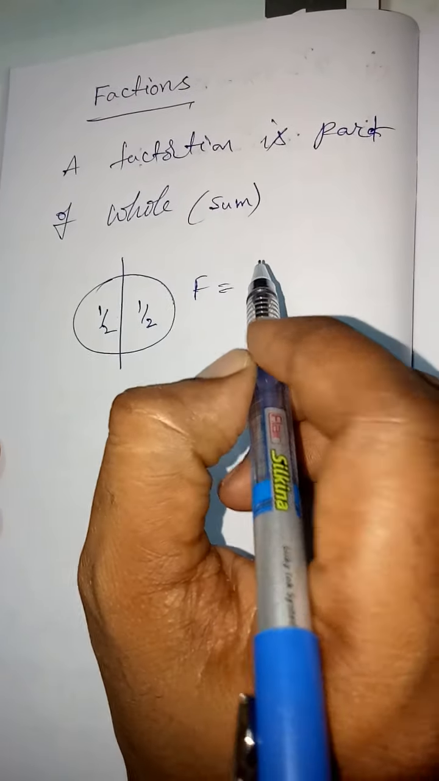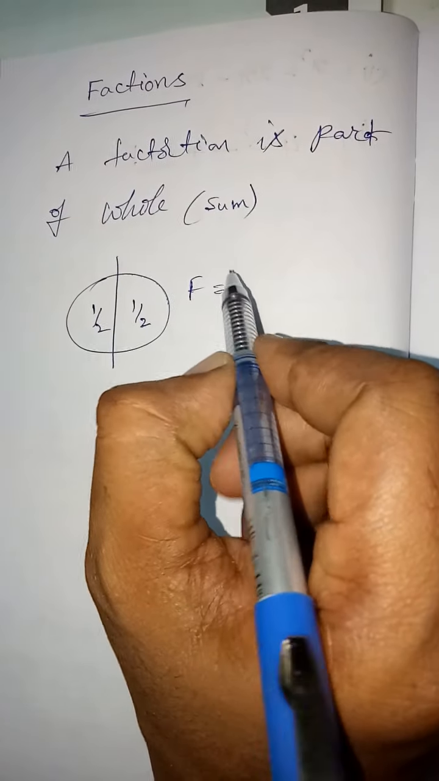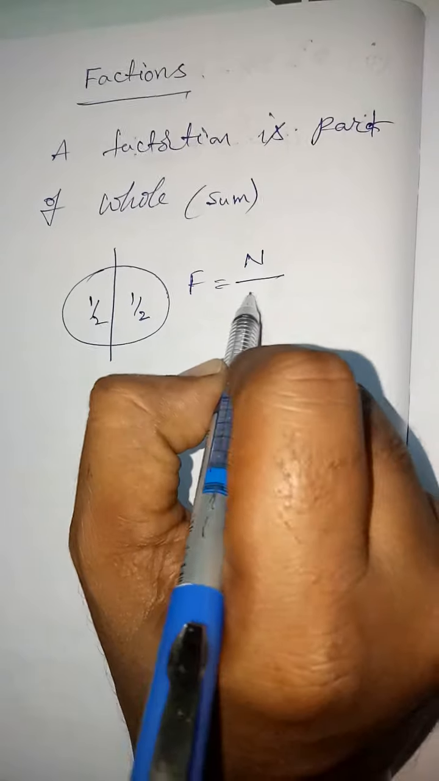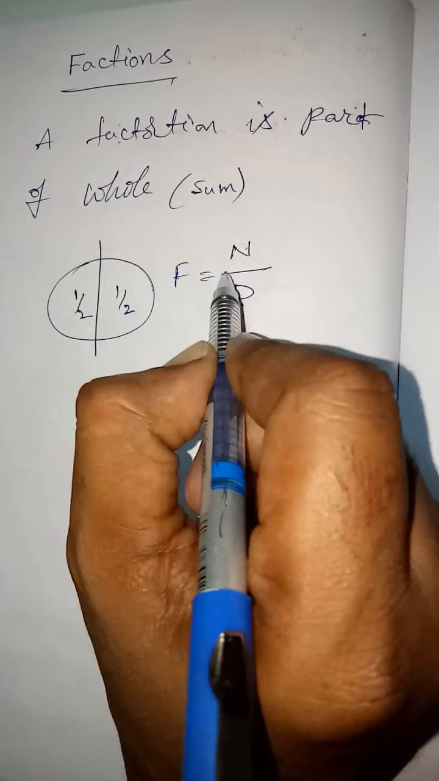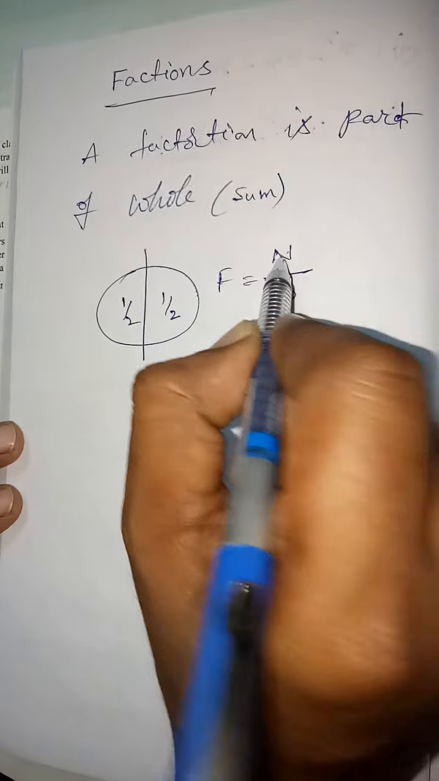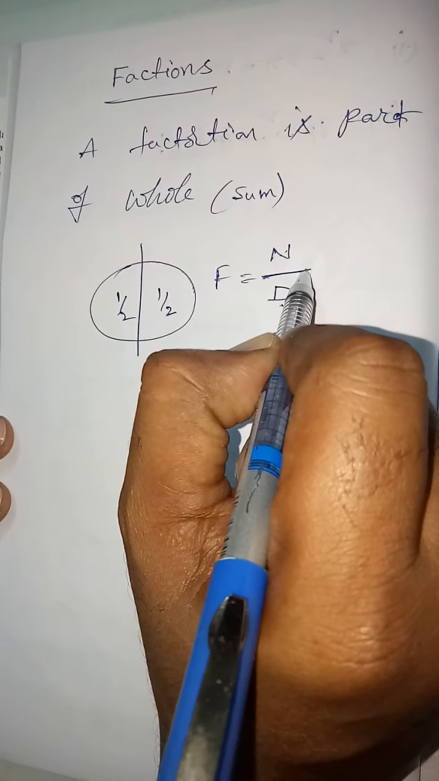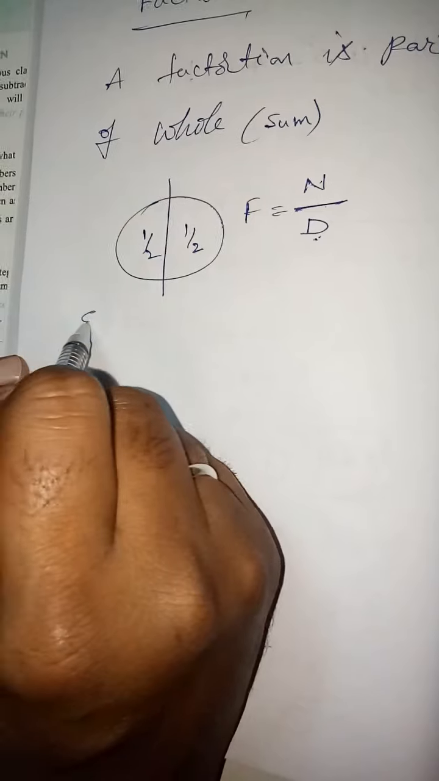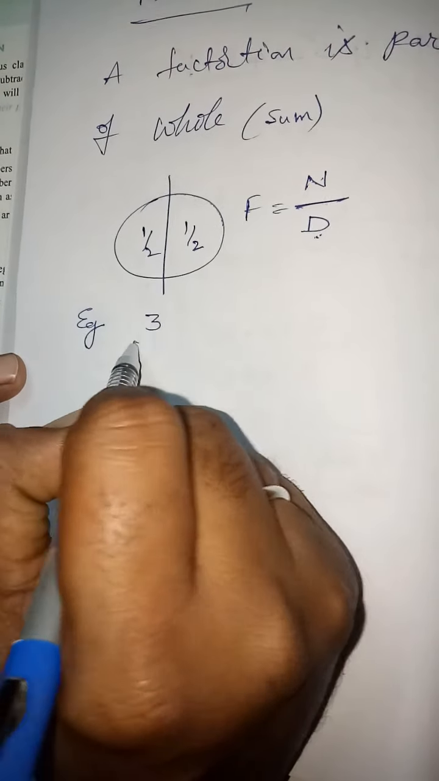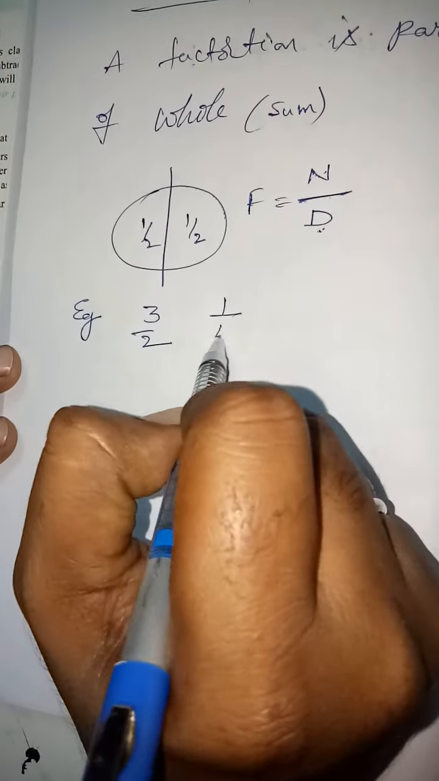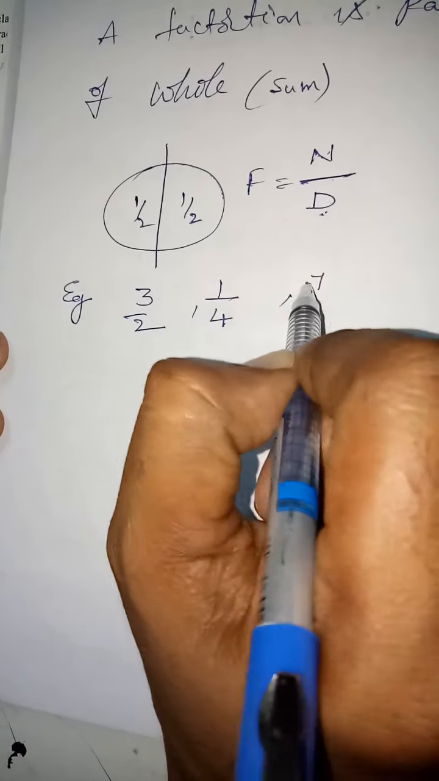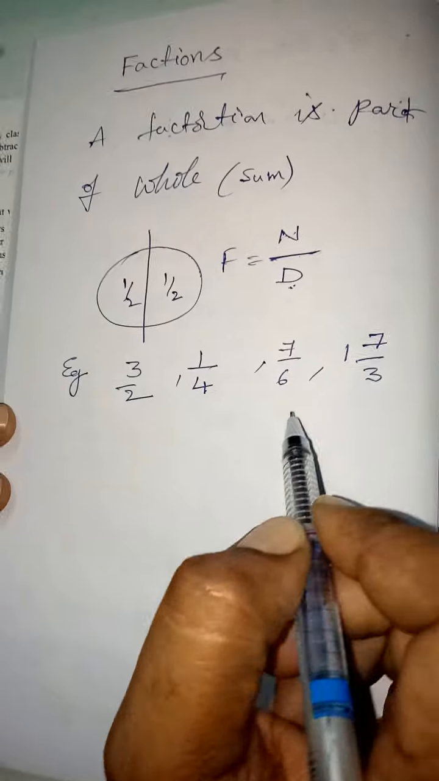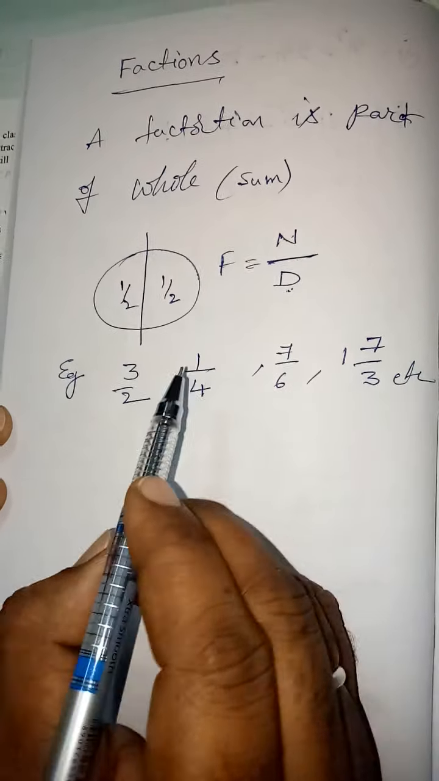Generally, a fraction is always denoted by a numerator and a denominator. Between the numerator and denominator there is one line, and this line is called "by". Examples of fractions are 3 by 2, 1 by 4, 7 by 6, 17 by 3.